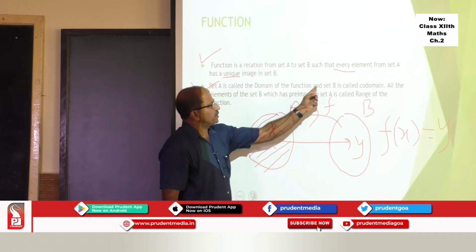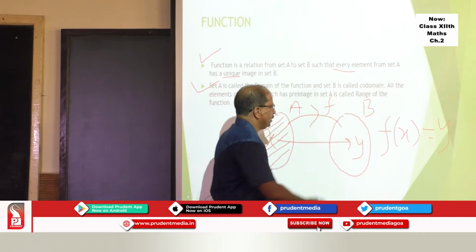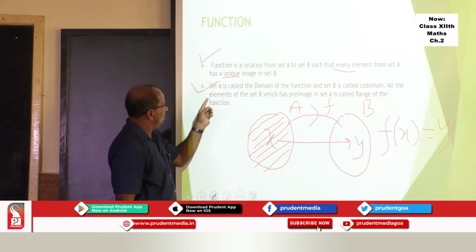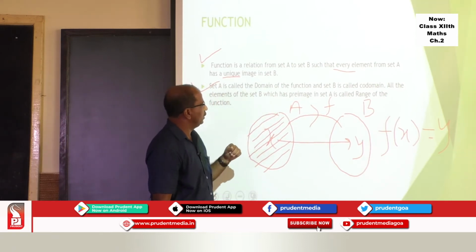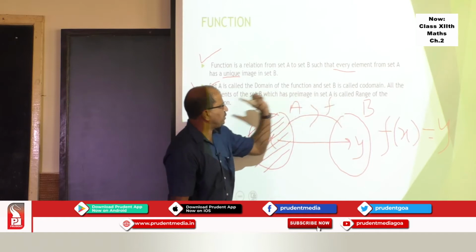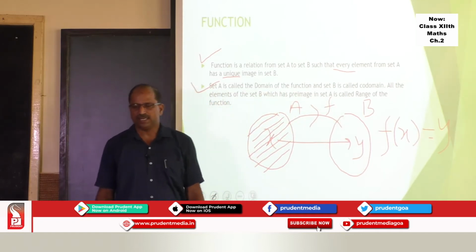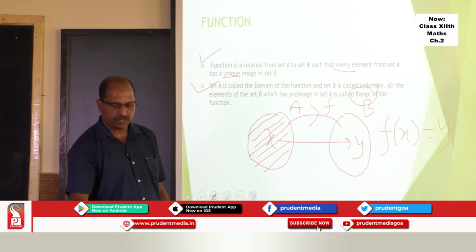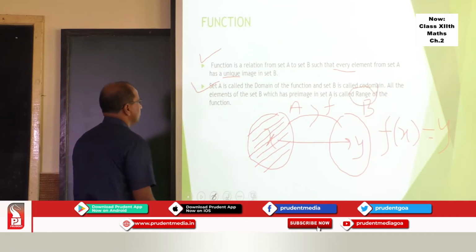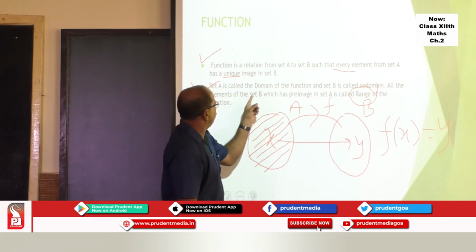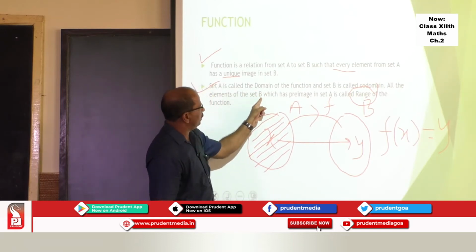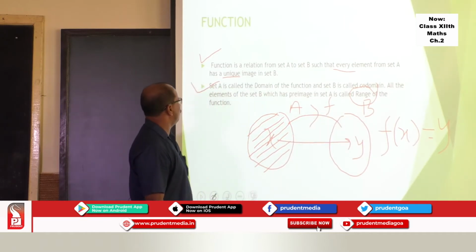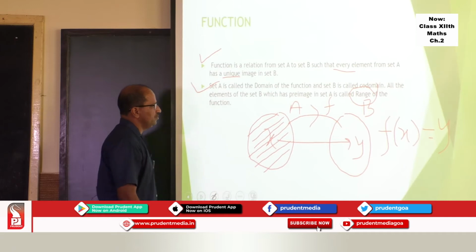The set B is called the codomain. So, this set is called the codomain, and all the elements of the set B which have the pre-image in set A are called the range. Range, a very important term, the range of the function. So, all the elements of set B which have pre-image in set A are called the range of the function.